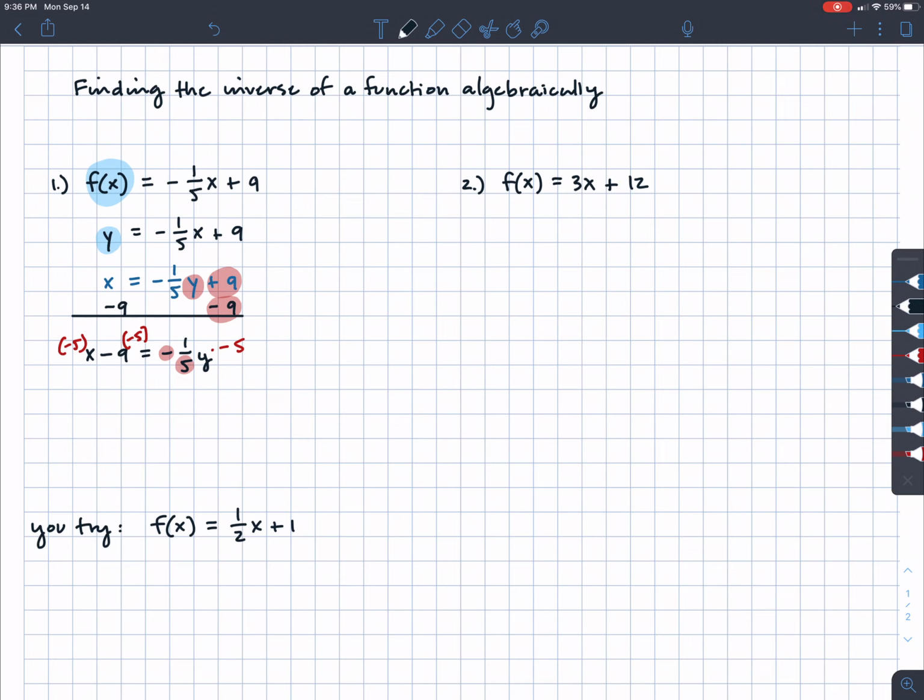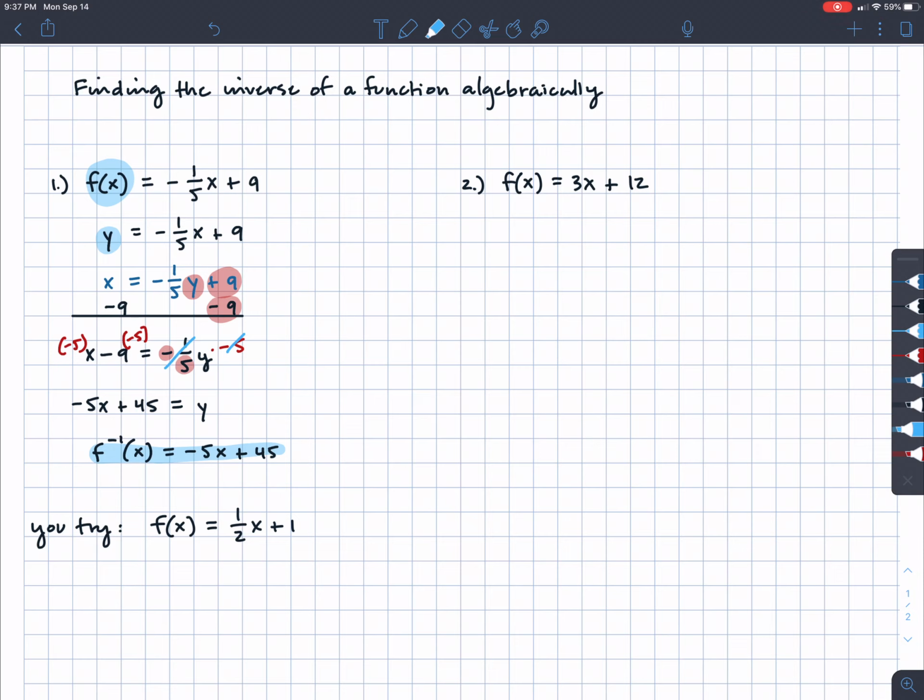So x times negative 5 just becomes negative 5x. Negative 9 times negative 5 becomes positive 45. And my negative 1/5 and negative 5 will cancel out, and I'm left with just y. So my inverse function, that's what this notation means, is going to be negative 5x plus 45. And there's my final answer.